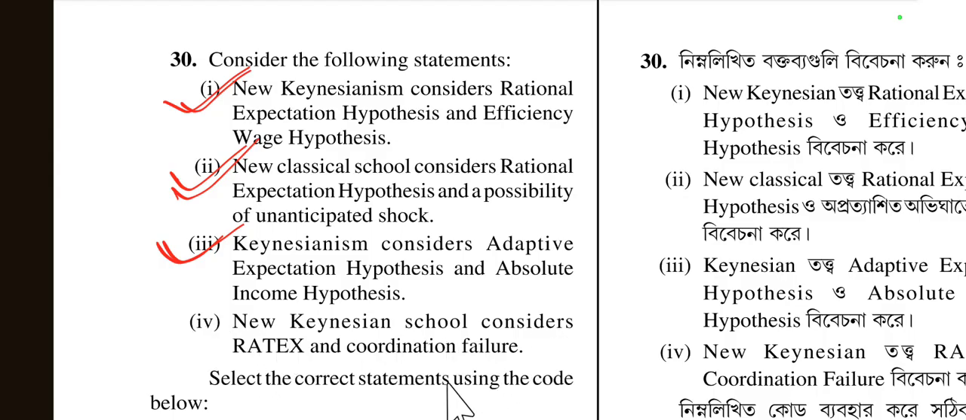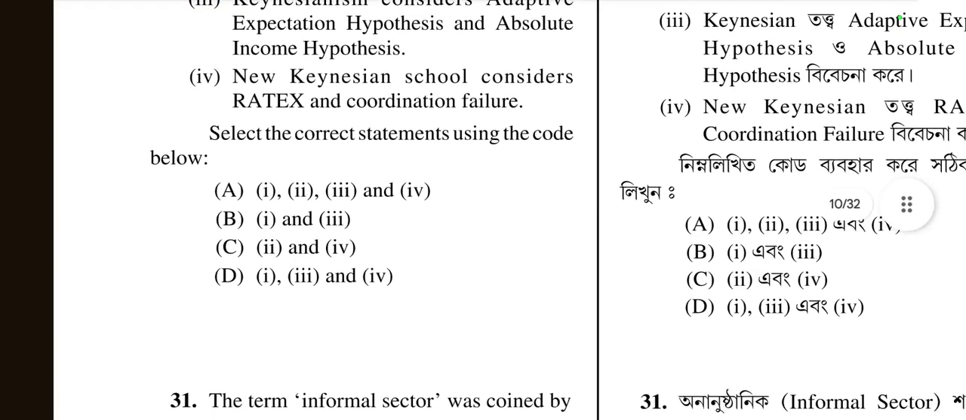New Keynesian school considers ratex. Ratex means rational expectations. So rational expectation and coordination failure. Yes, this is correct, because New Keynesians use rational expectation and also explore issues like coordination failure, which can lead to suboptimal equilibria. So option 4 is also correct. All the options are correct here. So 1, 2, 3, 4 all are correct here. So option A is the right choice.